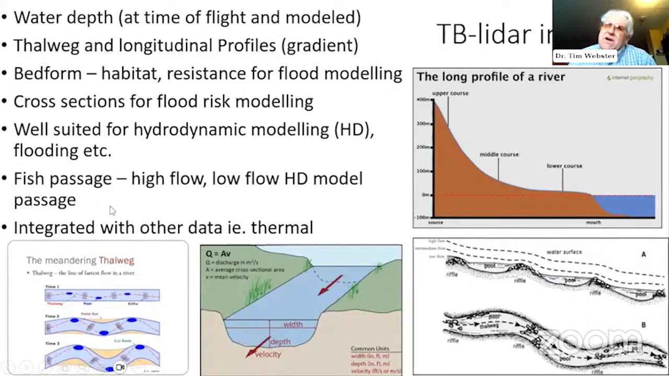So, what can we do with topo-bathy LiDAR for rivers? One of the quick derivatives is to get water depth at the time of flight. I just mentioned we map the water surface as well as penetrate to the riverbed. From there, we can subtract those two and get a depth map. That helps us figure out where the thalweg is, the deeper part that streams naturally make as they meander side to side.